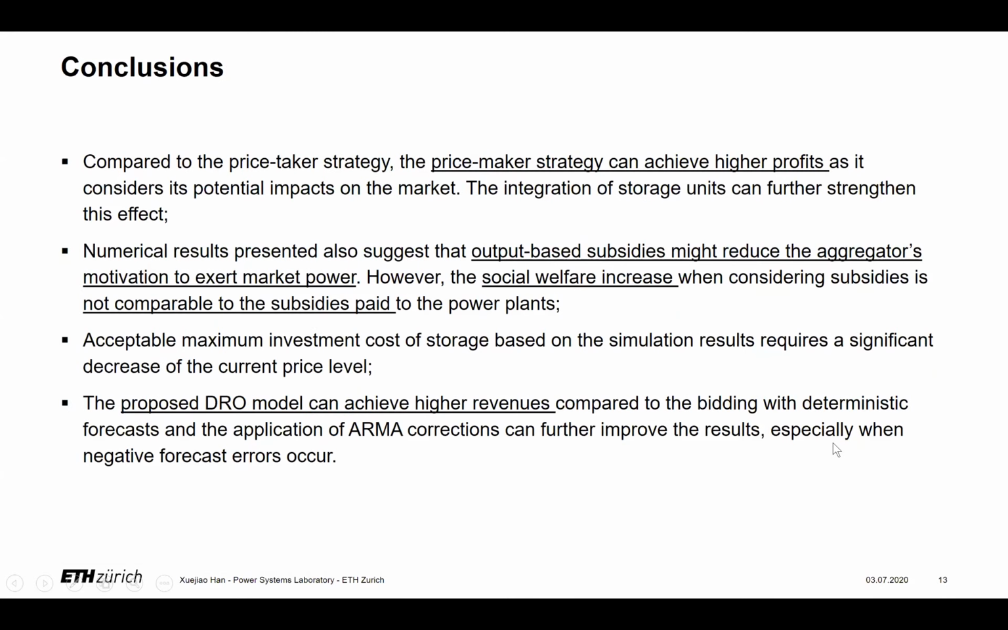So to conclude, first, compared to the price taker strategy, the price maker strategy can achieve higher profits as it considers the potential impacts on the market. And the numerical results presented also suggest that output-based subsidies might reduce the aggregators' motivation to exert market power. However, when we compare the social welfare increase to the subsidies paid by the government, it's quite a small number.